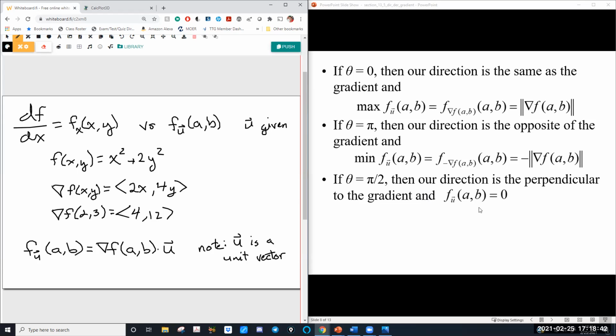Now, we're going to talk about that geometrically to make that make more sense. But remember, if we're moving in direction of maximum rate of change, we're moving perpendicular to a level curve. Well, if this is perpendicular to the gradient, then it's actually going in the direction of the level curve, or tangent to the level curve, which means we have a rate of change of 0.